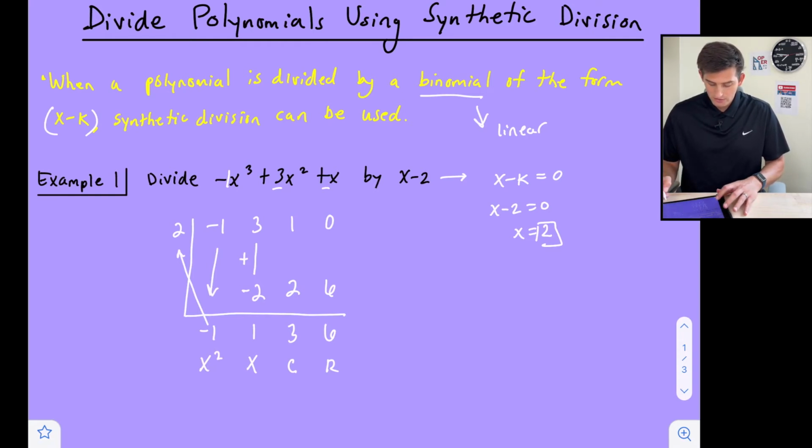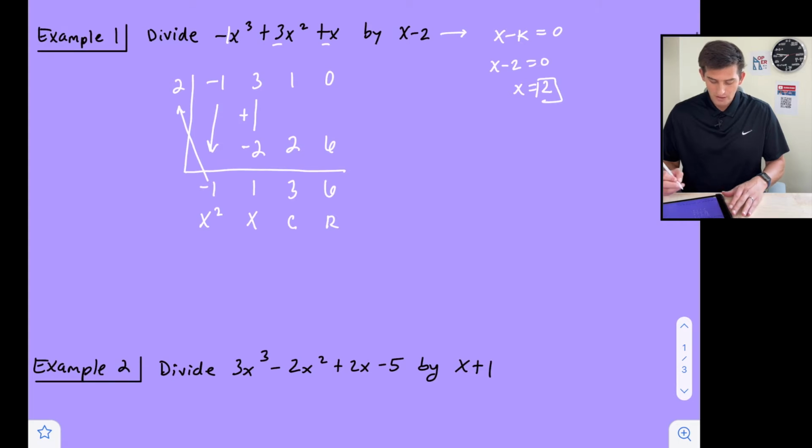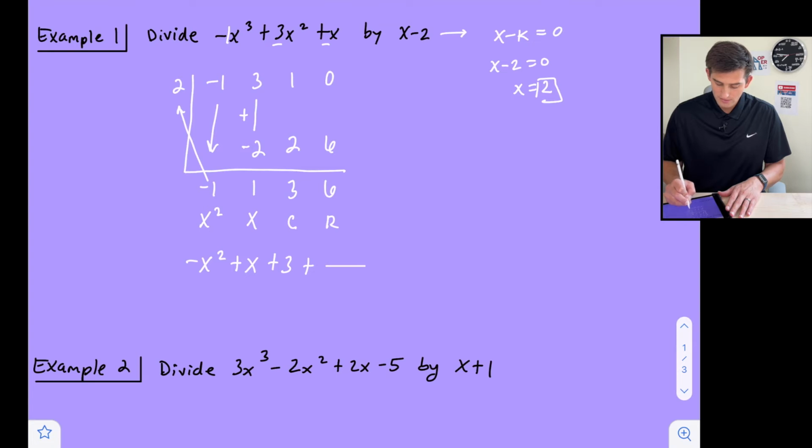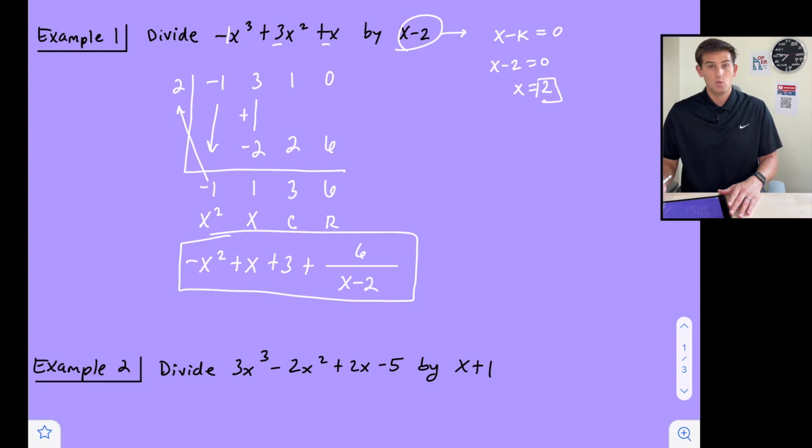And so now what we can do is we can take our result and write those together, and that will be our answer. So we have -1x squared, or -x squared, plus 1x, or plus x, plus 3, and now here's our remainder. So plus 6, and then we go back to our original divisor, which is x minus 2. Okay, and so that would be our quotient for example number 1.